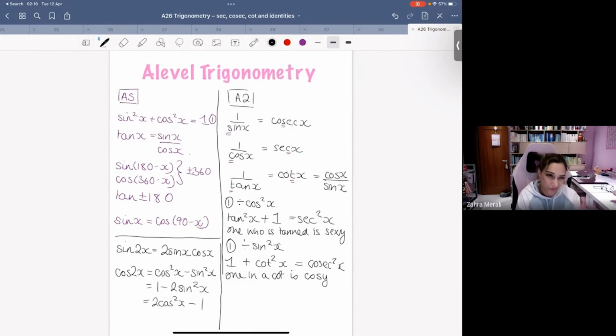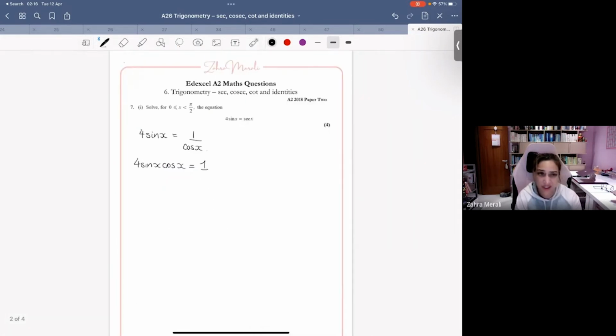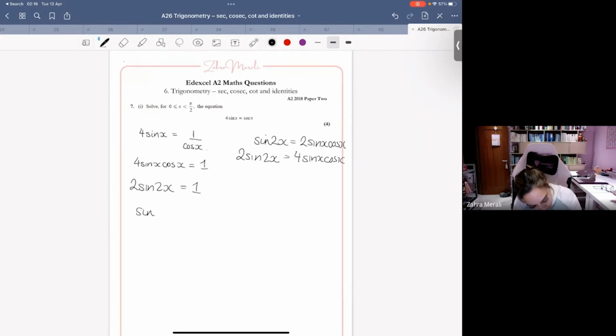Okay, the reason I put that in is because in this question, we've got 4 sine x cos x. Now, we know that sine 2x is 2 sine x cos x. Therefore, 4 sine x cos x must be equal to 2 sine 2x. So now we've got 2 sine 2x equals 1. Therefore, sine 2x equals a half.